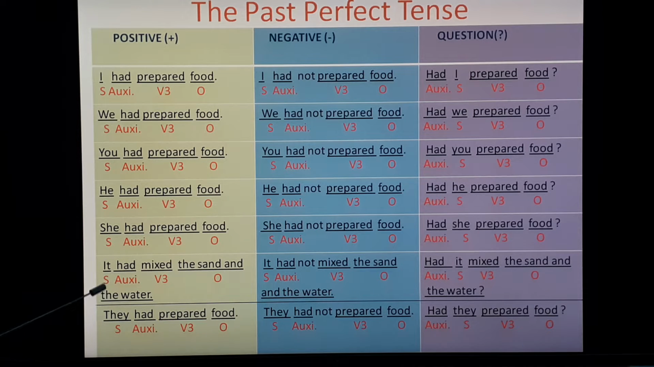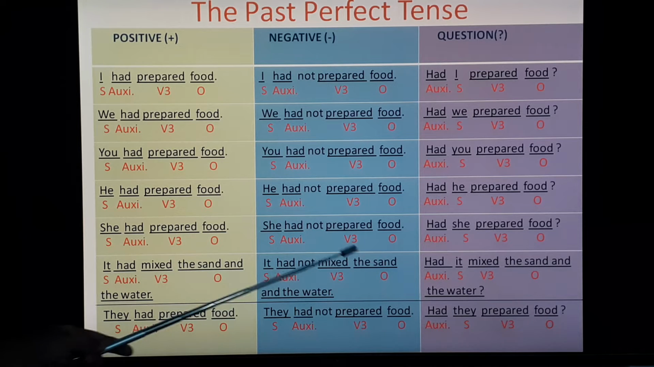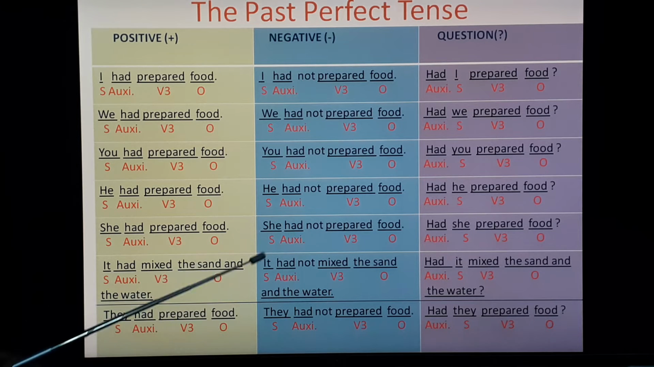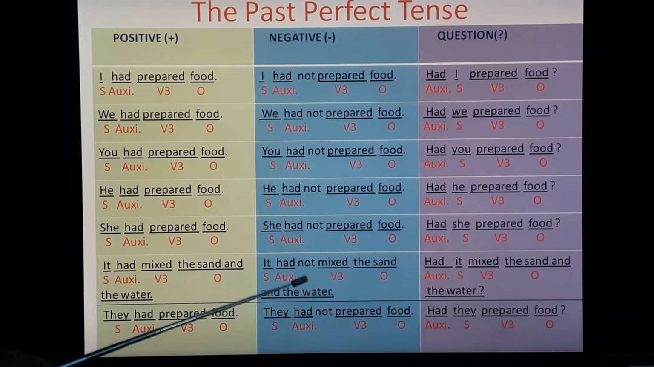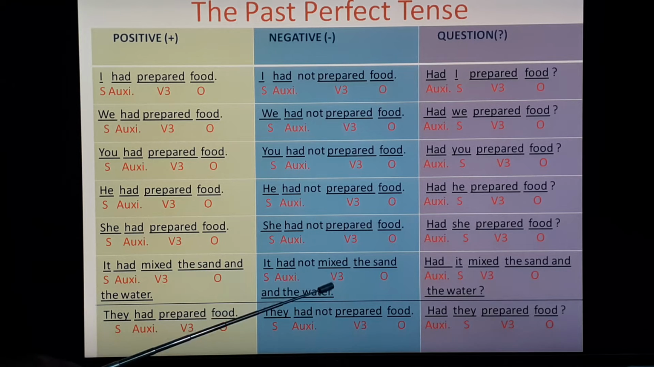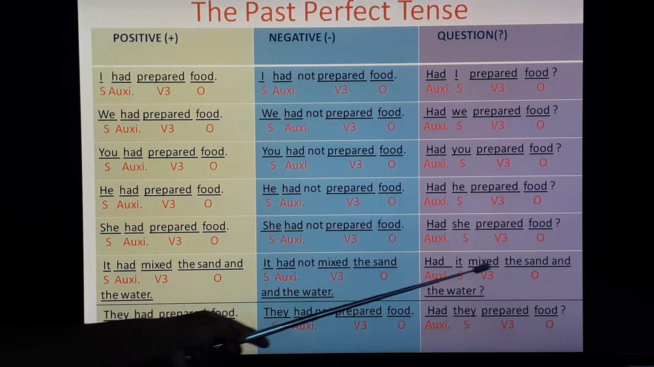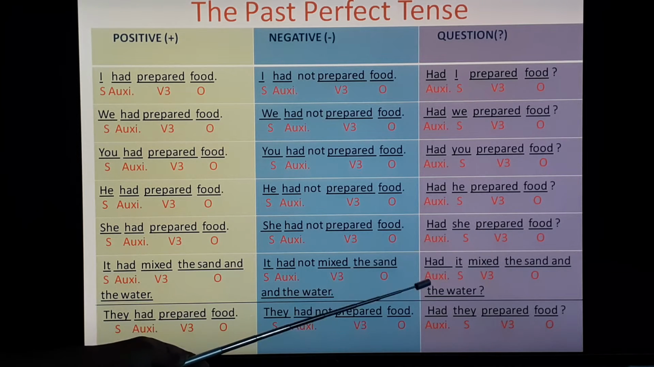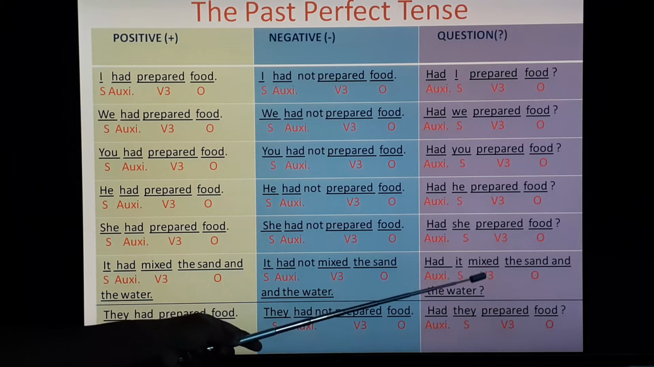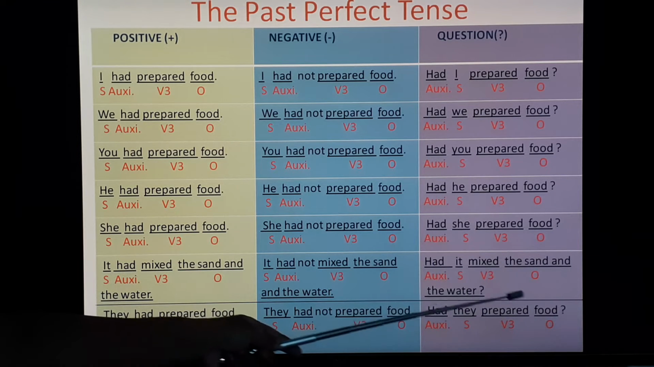Third person singular. It had mixed the sand and the water. It subject, had auxiliary verb, mixed V3 form, the sand and the water object. Negative sentence. It had not mixed the sand and the water. It subject, had auxiliary verb. Not is given because negative sentence. Mixed V3 form. The sand and the water object. Question form. Had it mixed the sand and the water? Had auxiliary verb, it subject, mixed V3 form, the sand and the water object.